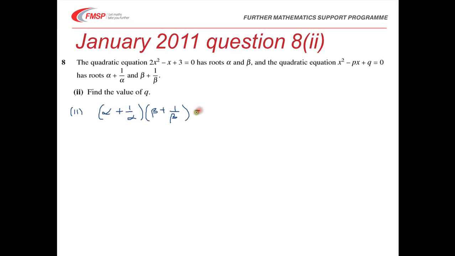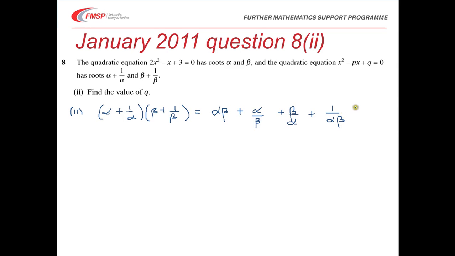And if we multiply those out, we'll get alpha beta plus alpha over beta plus beta over alpha plus 1 over alpha beta.